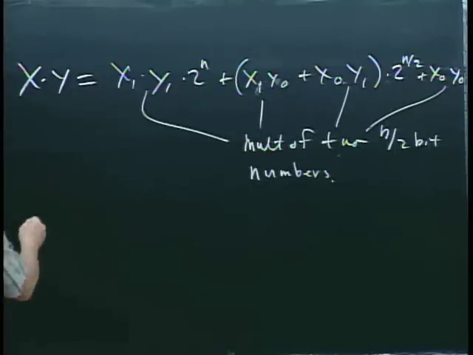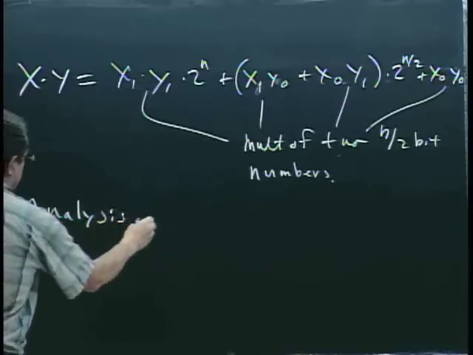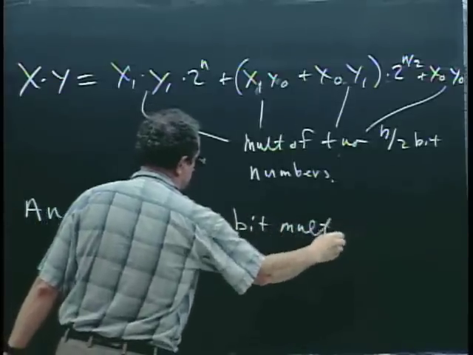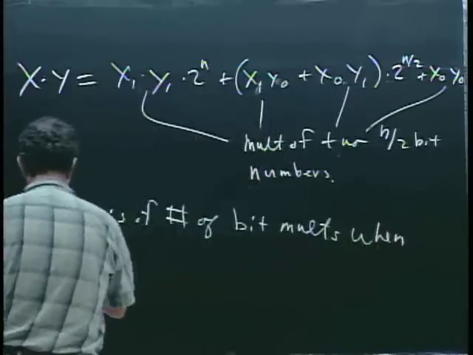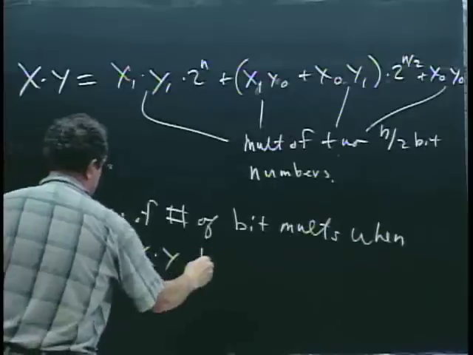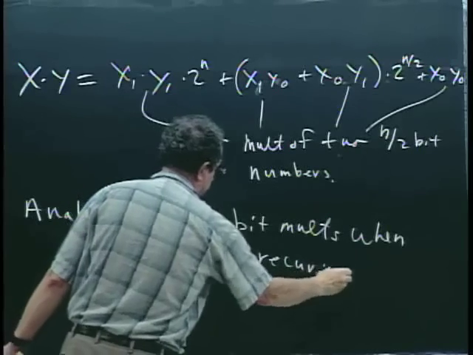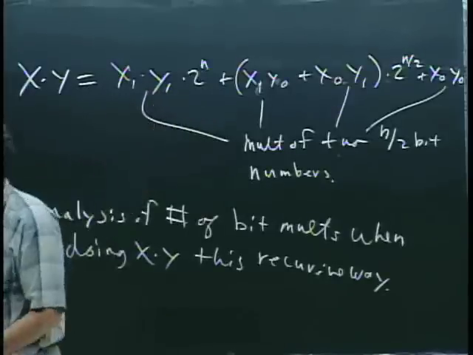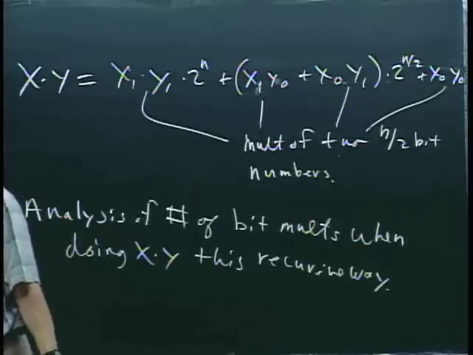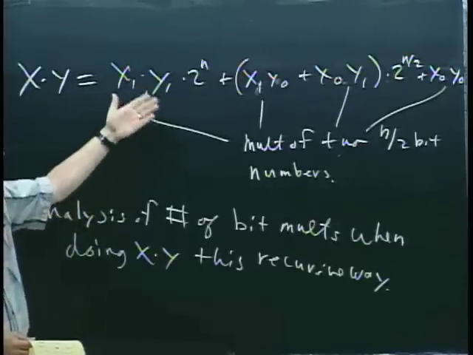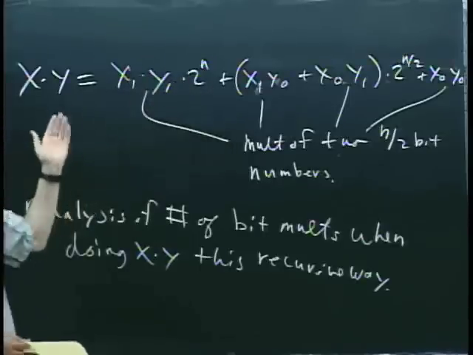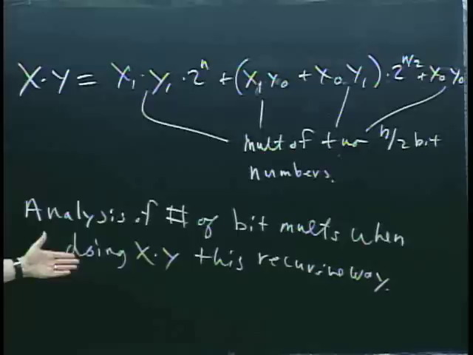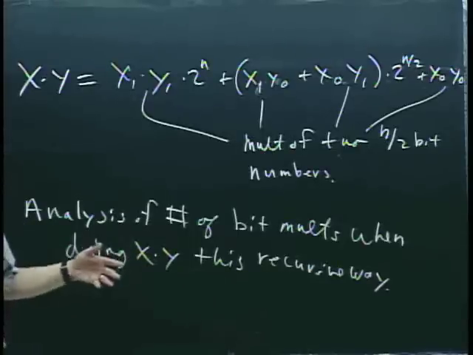Okay, so let's do an analysis of the number of bit multiplications when doing x times y this recursive way. I guess I should have stopped and asked whether everybody sees that this is correct. If you believe that this way of writing x is correct and this way of y is correct, that's the cross product, and therefore if you figure out what x1 times y1 is and then do that shift and so on, this should give you x times y. How many bit multiplications will we have when we do x times y this way? We'll answer that by setting up a recurrence.